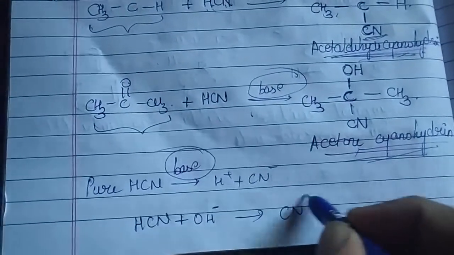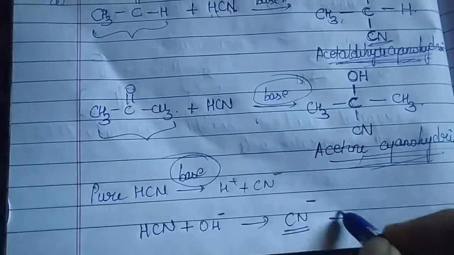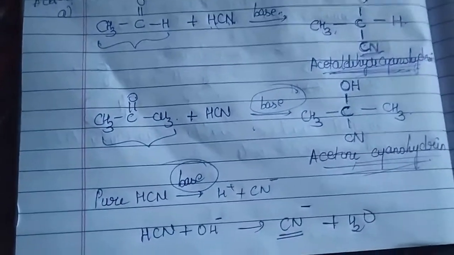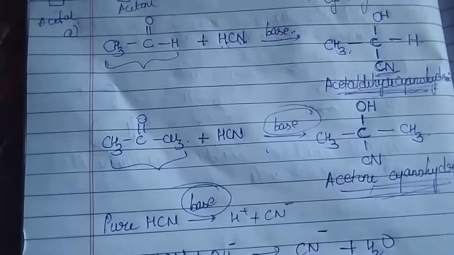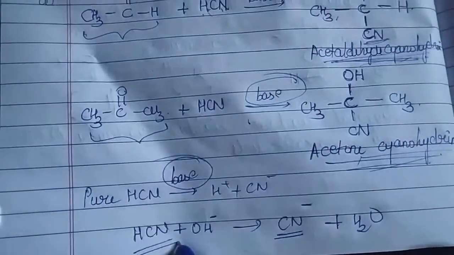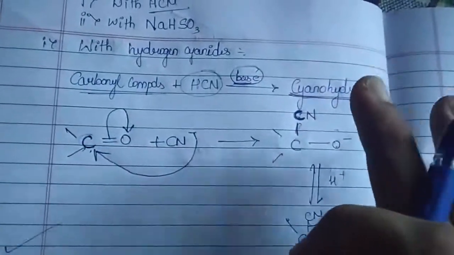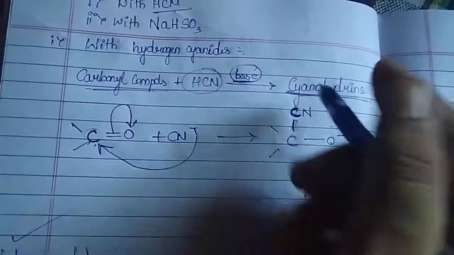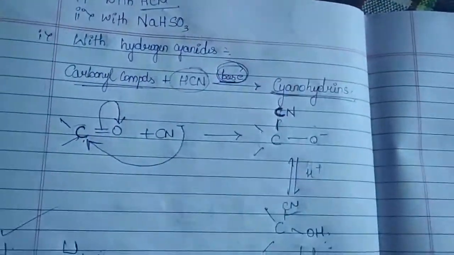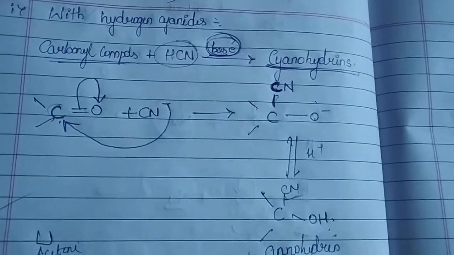Easily, CN minus, a strong nucleophile, is given, and it converts itself into water. In order to promote the dissociation of HCN at a faster rate, your base is added. So that is the reason I am saying whenever we are carrying out the hydrogen cyanide reactions with the carbonyl compounds, base plays a vital role, to promote the reaction at a faster rate.